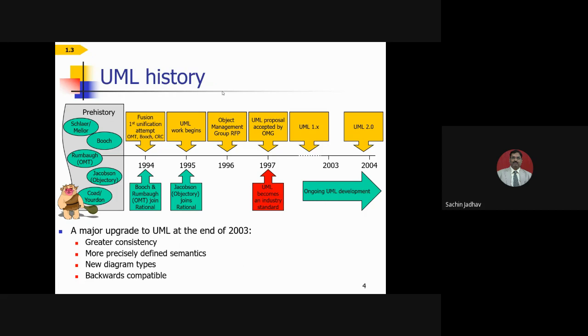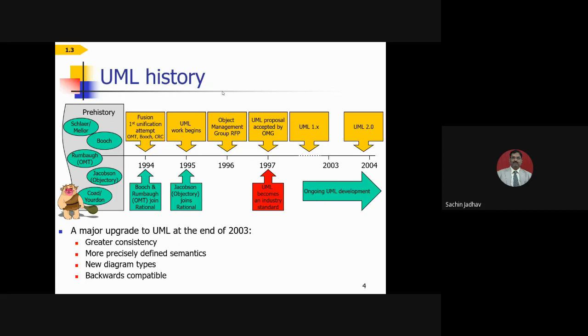In 1996, the RFP was accepted by the Object Management Group, and in 1997 the UML proposal was accepted by the Object Management Group. Initially, in version UML 1.x, there were six diagrams. Later, as the versions increased and refinements took place, there were nine diagrams in version 1.9, and then in UML 2.0 in 2004, 13 diagrams were added.